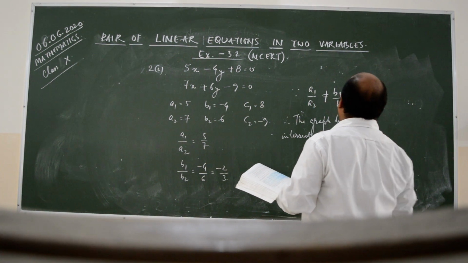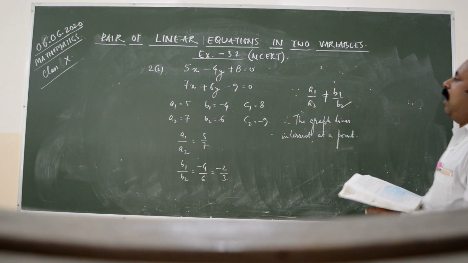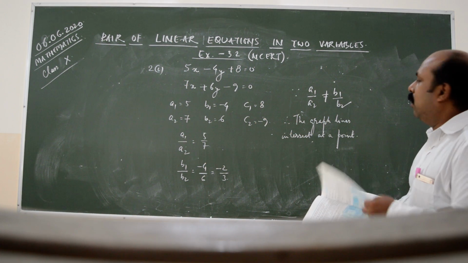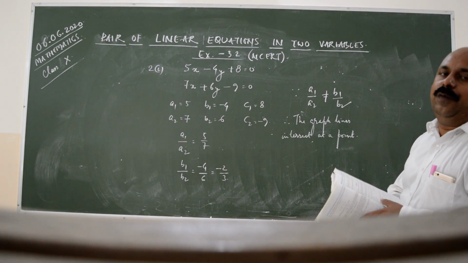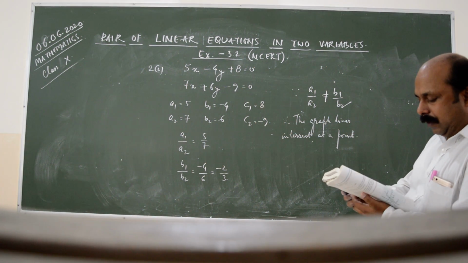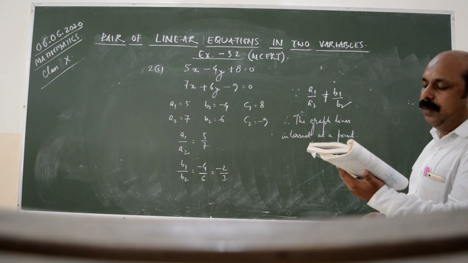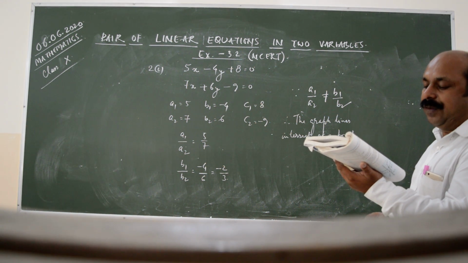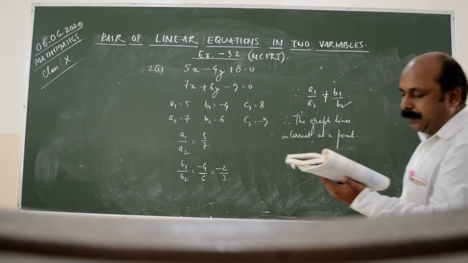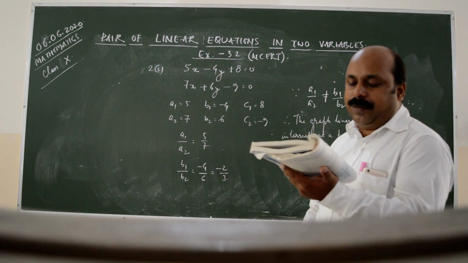Because the question is asked in this manner, whether the graph lines will intersect at a point, or will they be parallel, or will they be coincident. So in the same manner, question number 2, part 2 and part 3 can be solved on your own. Next is question number 3.